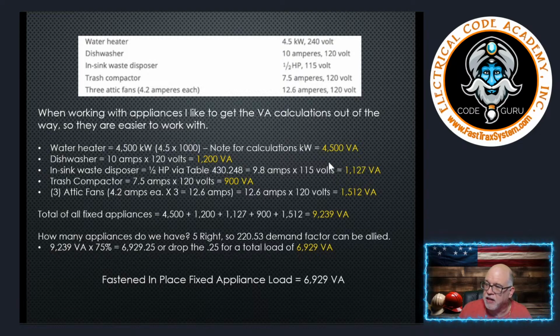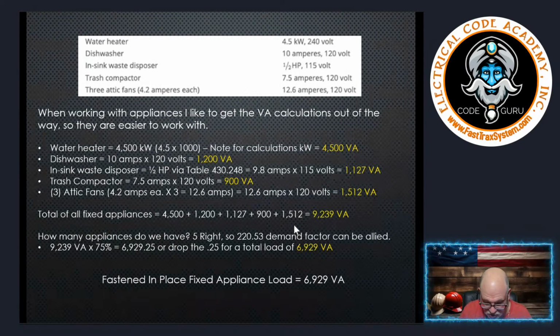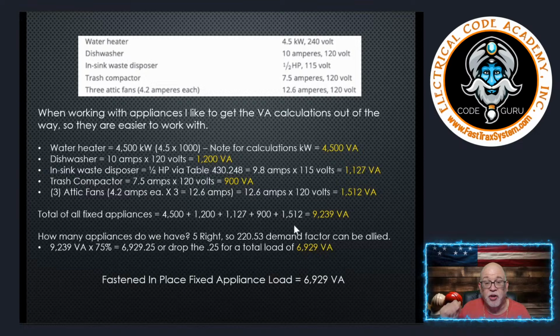Now, since we've already done this math right here, I'm just going to take that 9,239 and subtract 4,500 from it. So 9,239 minus 4,500 gives me 4,739. I'm going to take that number and multiply it by 75%, right? Because we do have 4 more appliances.